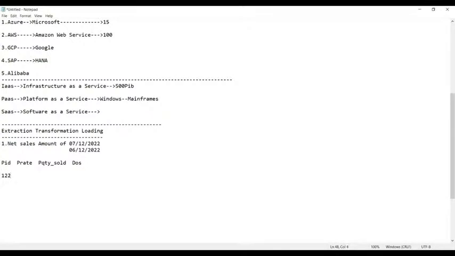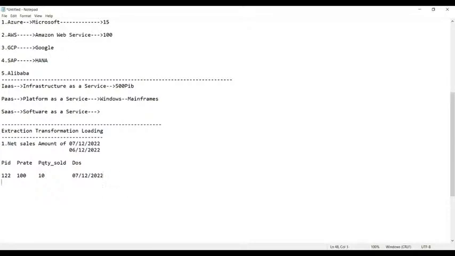Let us see what other things you have. Product ID is something like this, 122. Product rate is 100 rupees. Product quantity sold is 10. And the date of sale is 07 12 2022. This is the first line you have.